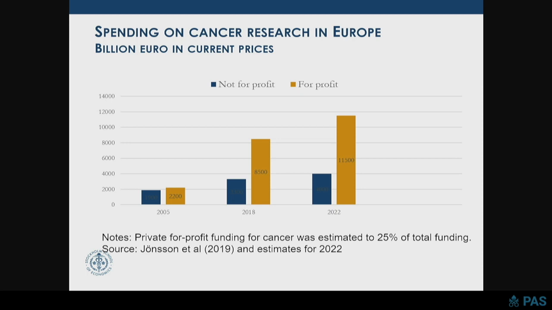This here is the spending on cancer research. The blue here is the not-for-profits, the public sector and the private not-for-profit. They have a steady increase, but rather slow. But what is increasing very, very dramatically is, of course, the research spending in the pharmaceutical industry, which has gone up about 5 times during this period.